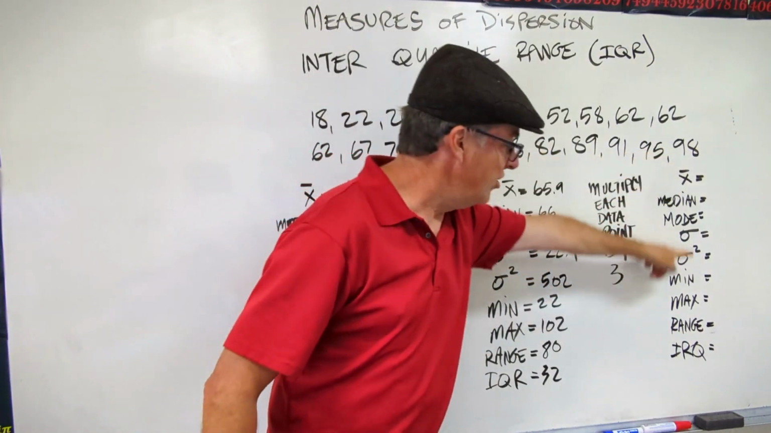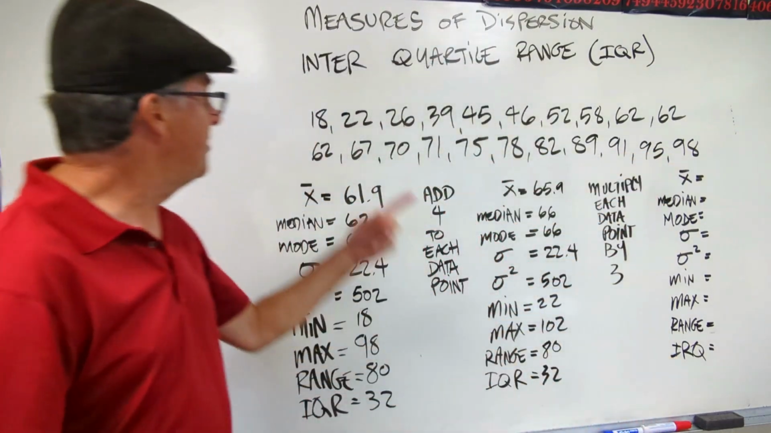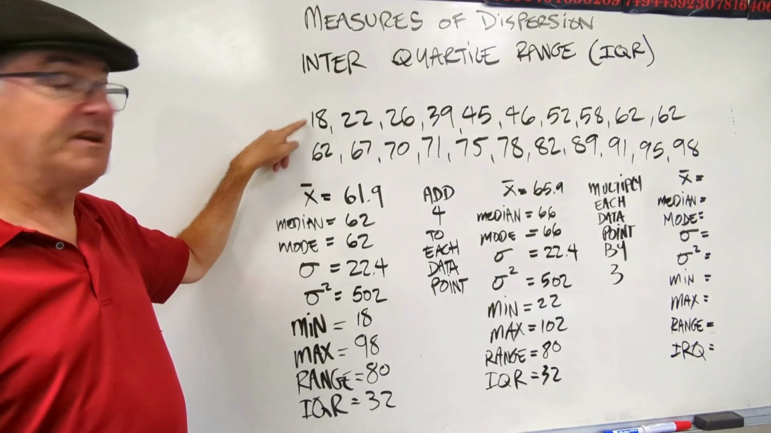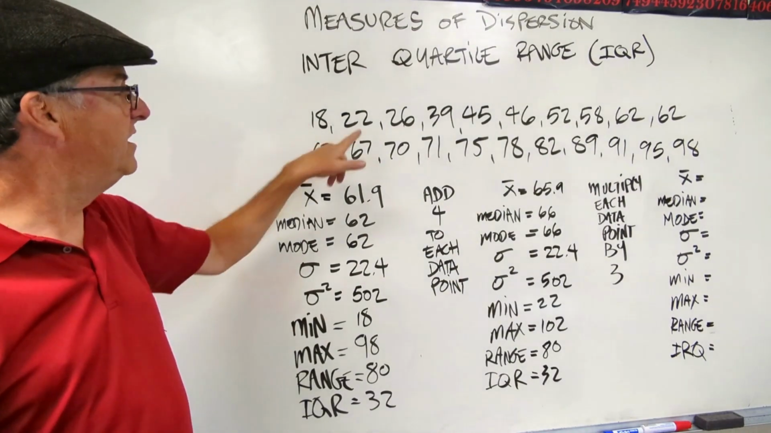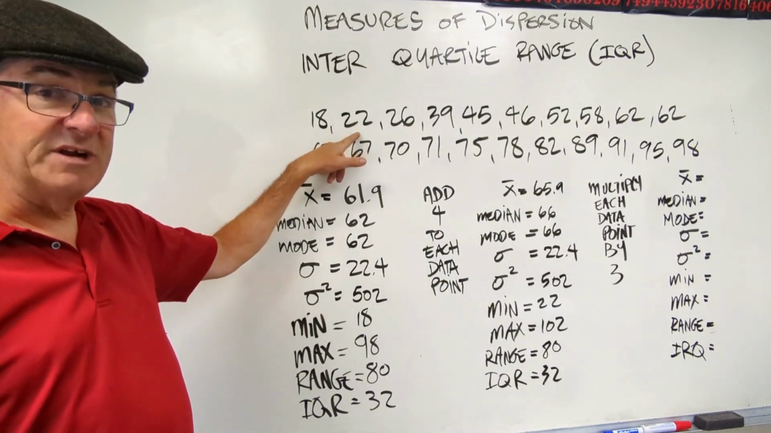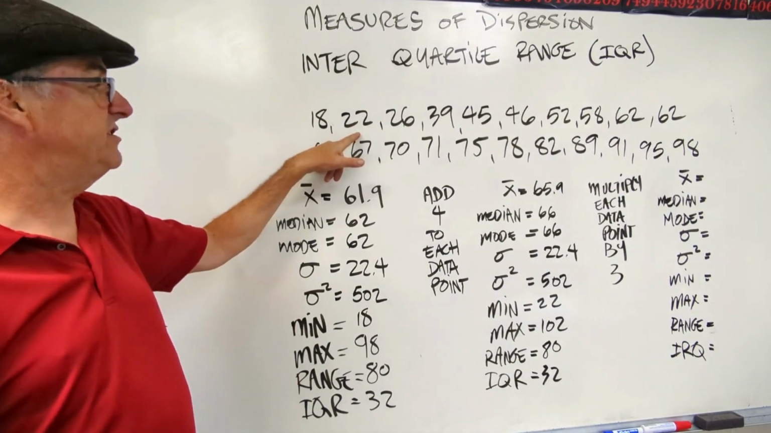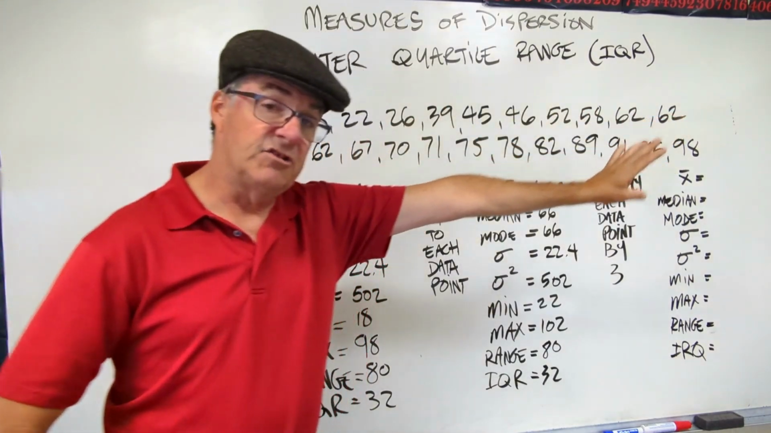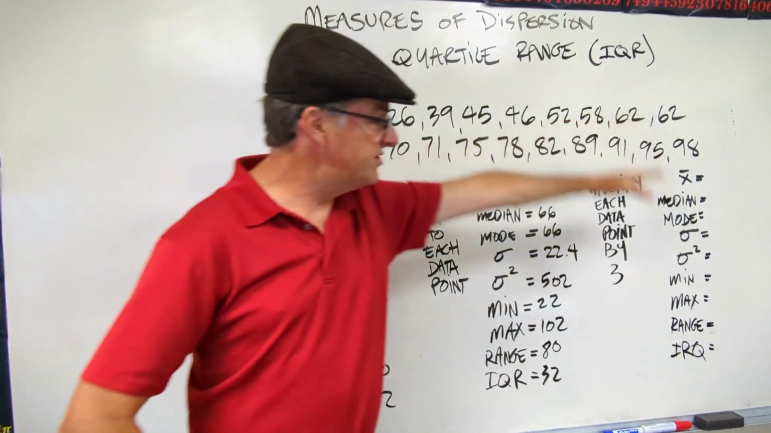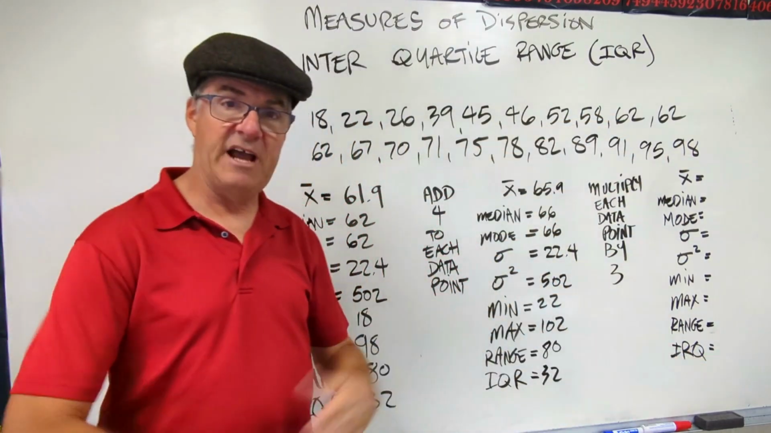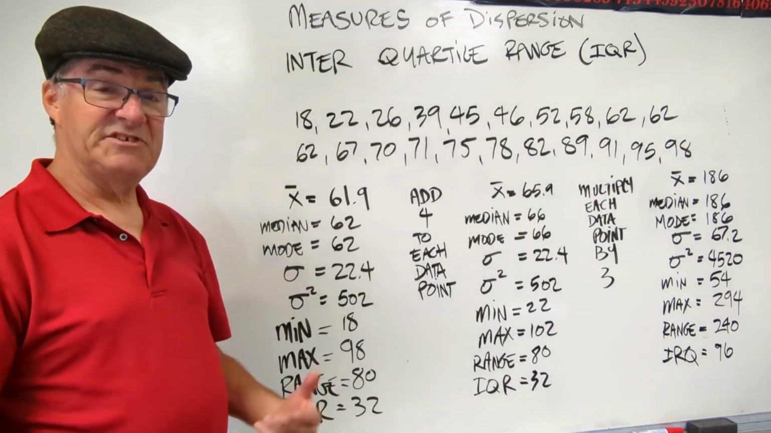and then calculate your new stats. So you're going to multiply this 18 by 3, that becomes 54. That's your first data point. You'll multiply this 22 by 3, that's going to become 66. That's your data point, and so on. Get those in your calculator and then run your stats and write them down, and we'll come back and talk about it.